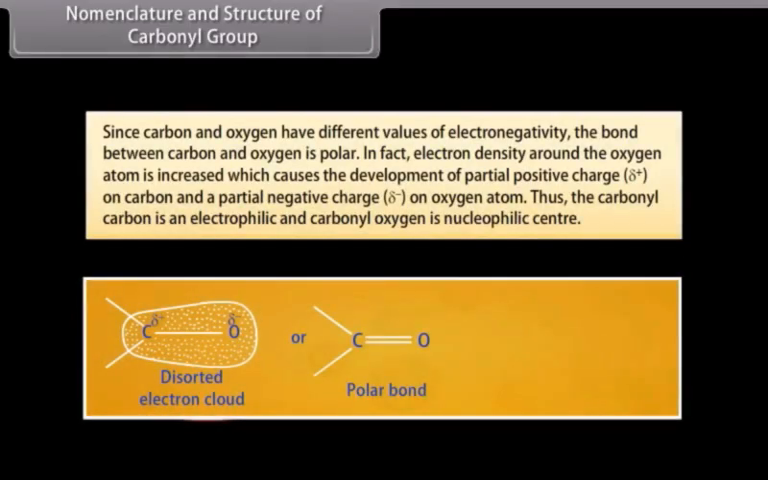Since carbon and oxygen have different values of electronegativity, the bond between carbon and oxygen is polar. In fact, electron density around the oxygen atom is increased, which causes the development of partial positive charge on carbon and a partial negative charge on oxygen atom. Thus, the carbonyl carbon is an electrophilic and carbonyl oxygen is a nucleophilic center.